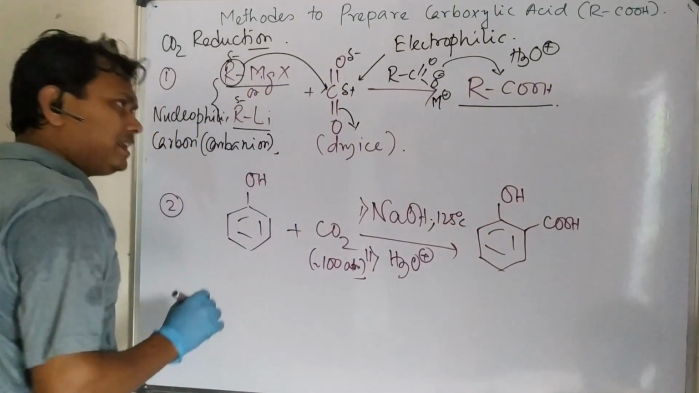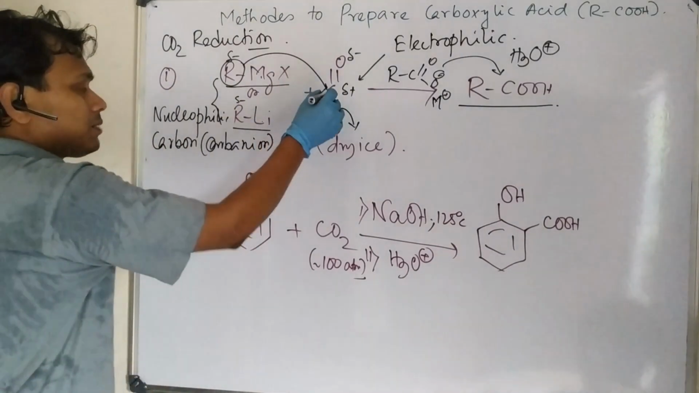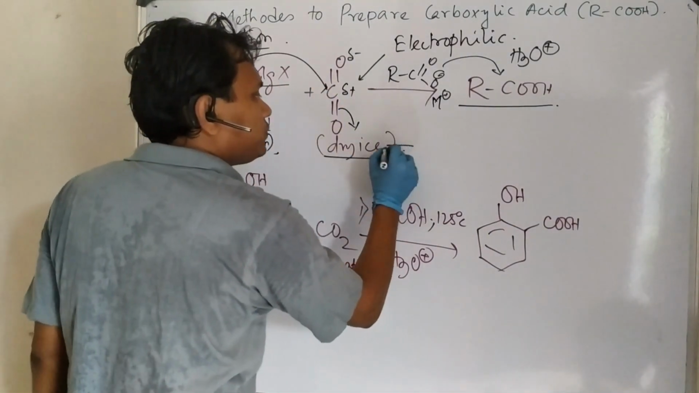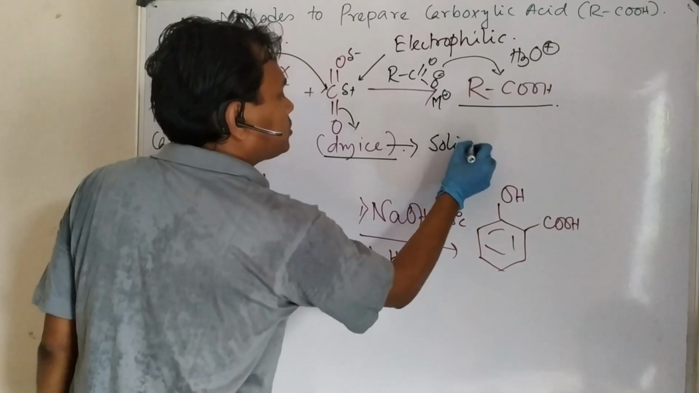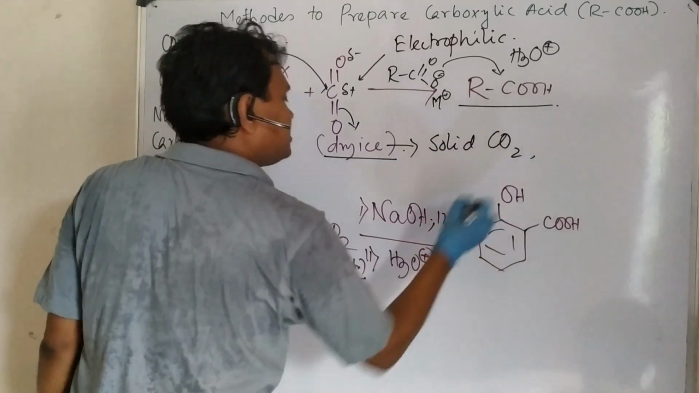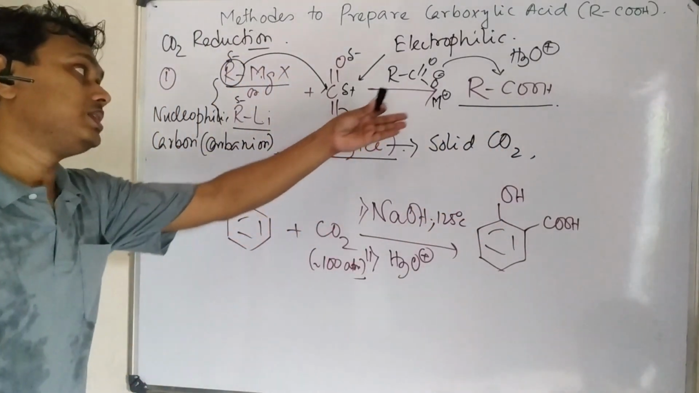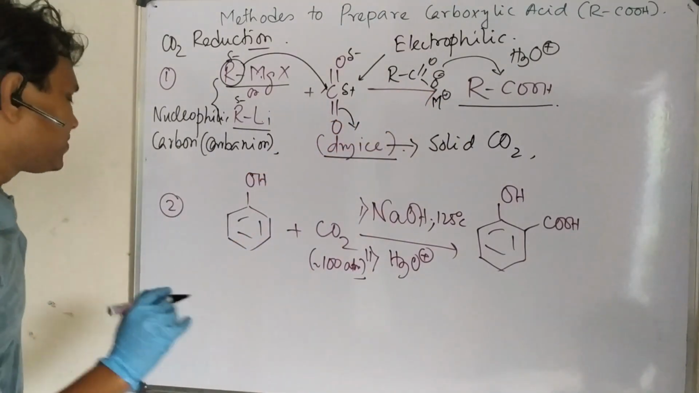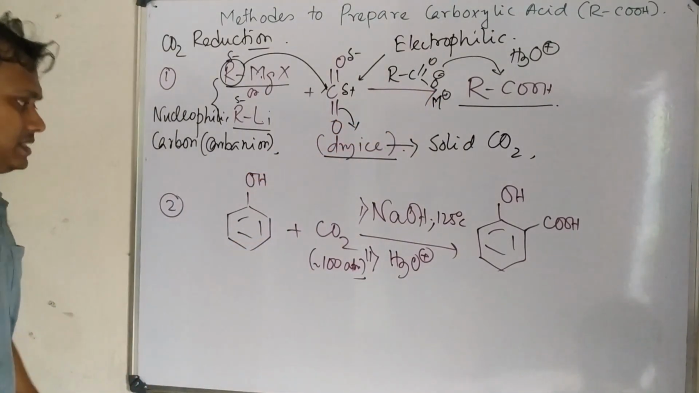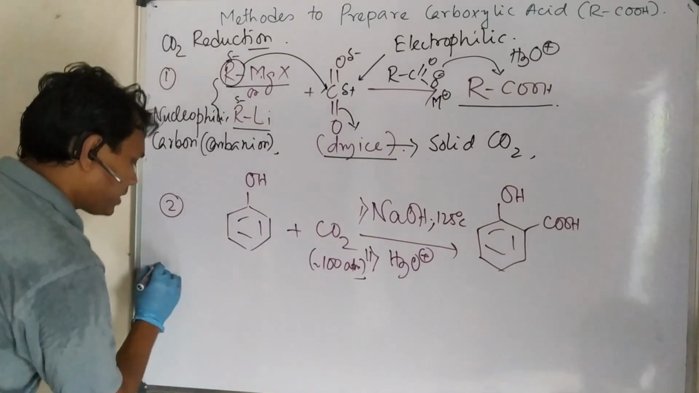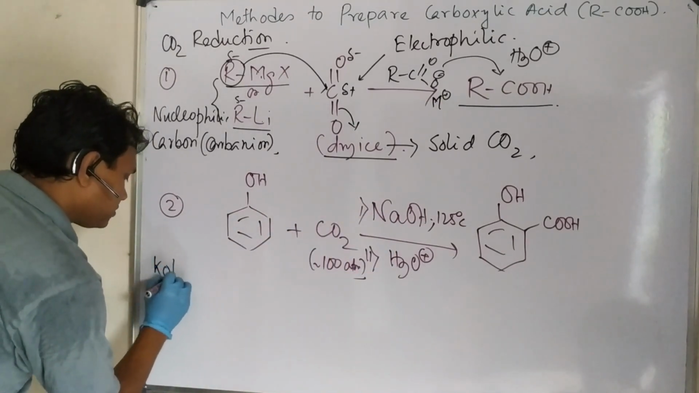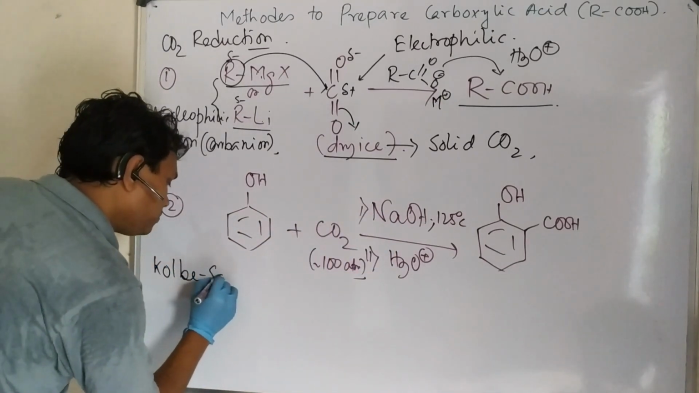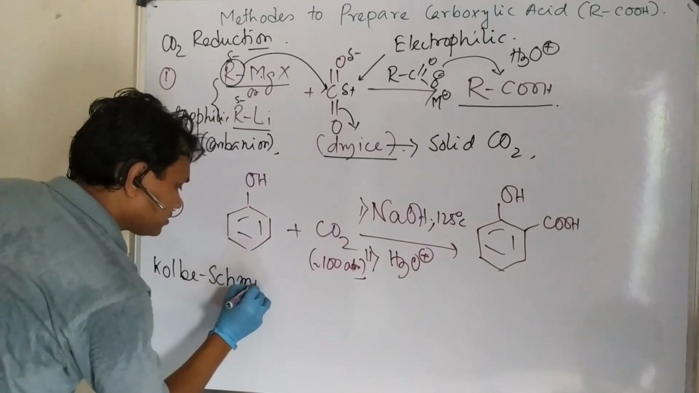Not only carbon dioxide gas, you can use dry ice, which is solid carbon dioxide. That can also give the same product. Fine. So let's discuss the second strategy. This reaction is known as the Kolbe reaction, or Kolbe-Schmidt reaction.